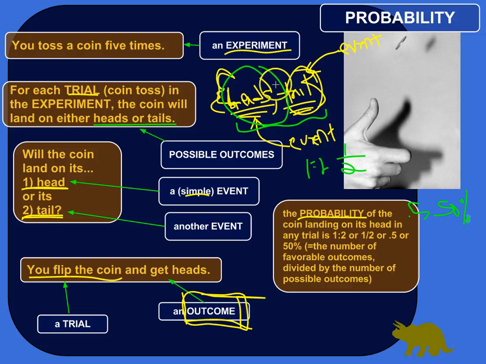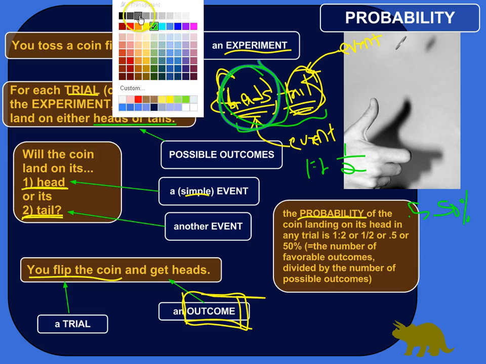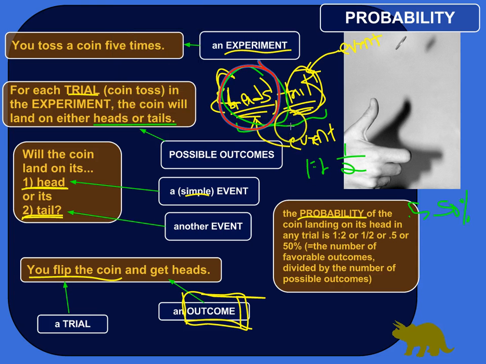So for the event, the coin lands on its head, there is one favorable outcome. There's only one way it could land on its head. And there are 2 total possible outcomes. It's going to land on its head or it's going to land on its tail. So the probability of it landing on its head is 1 out of 2, or 0.5, or 50%. These are equivalent.